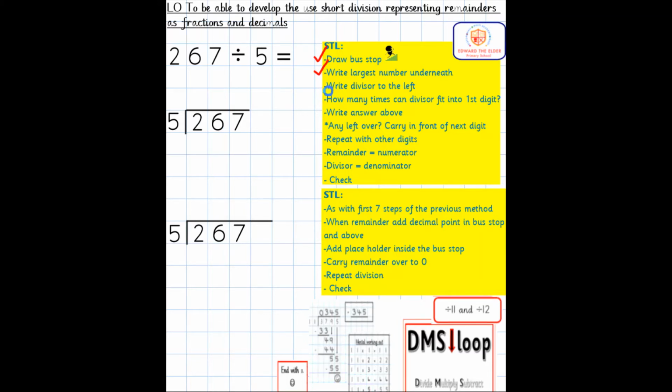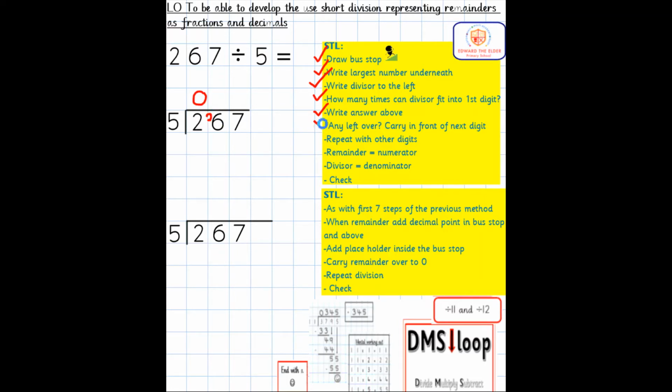I have then, in the next step, to write the divisor to the left. My divisor is the number I'm dividing by, so in this case 5 is written on the left. The next step asks how many times can the divisor fit into the first digit. How many times can 5 go into 2? We know that that is 0. So I'm going to put my 0 at the top. And have I got any left over? Yes, the 2 will carry over next to the 6.